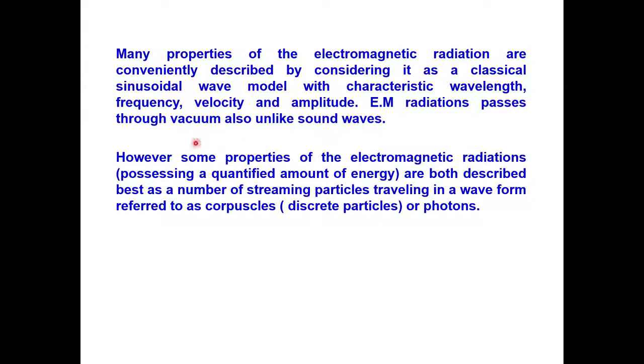Electromagnetic radiations pass through vacuum also, unlike sound waves. So, electromagnetic radiation does not need a medium. However, some properties of electromagnetic radiation are also described as a number of streaming particles travelling in a wave form, referred to as corpuscles or photons. Now, you can imagine a wave. If you imagine a wave in a pond, you can see that the pond surface has troughs and crests, etc.